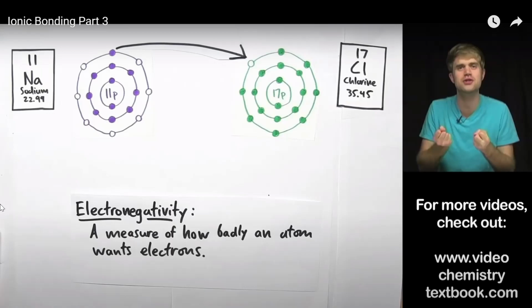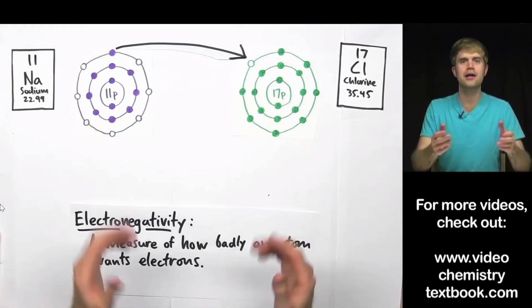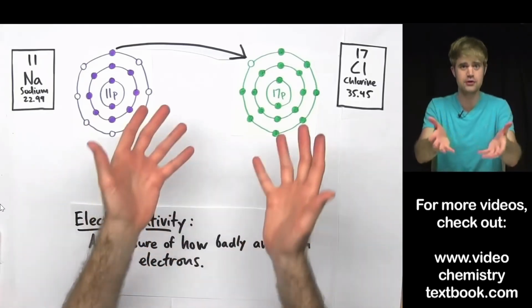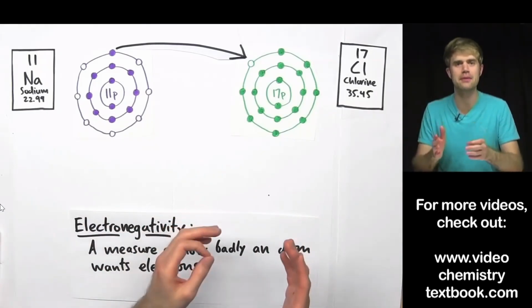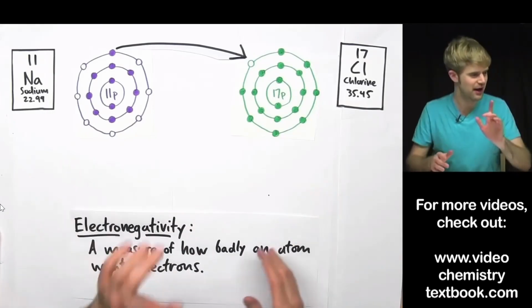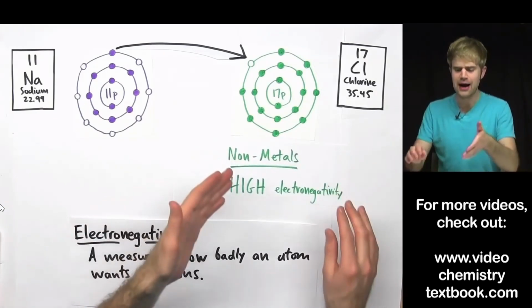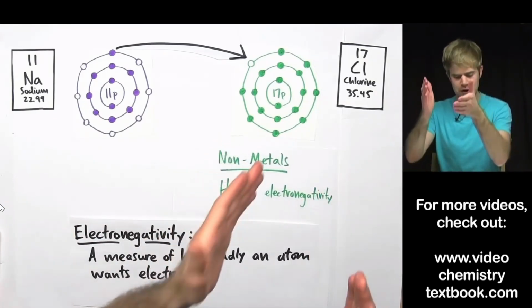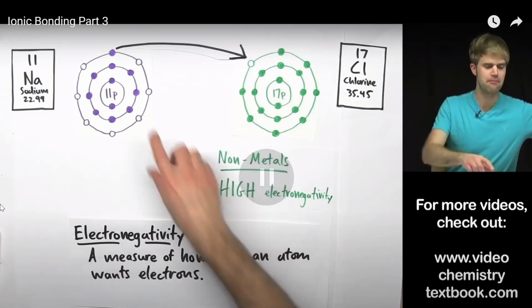Okay? They try to steal electrons from other atoms. So in ionic bonding, there are electron givers and there are electron takers. This has to do with whether an atom is a metal or a nonmetal. Nonmetals like chlorine all have a very high electronegativity. They are very greedy. They want other electrons very, very badly. So what you can see is that chlorine has a high electronegativity.